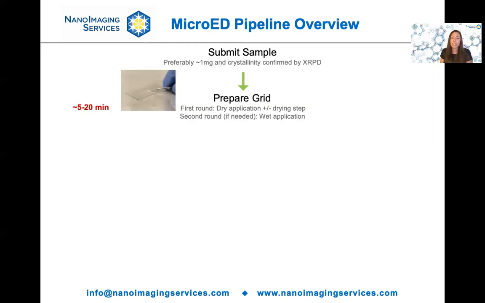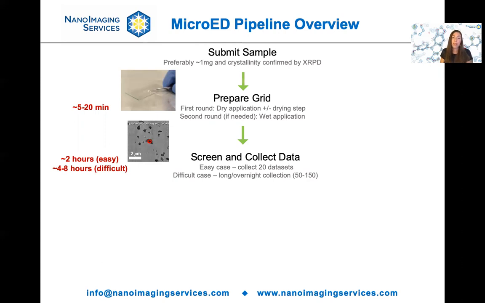So for grid preparation, it's pretty easy. We just take this little TEM grid, it's about 2 millimeters in size, and press that up against the powdered sample, and crystals will stick on there through static charges. We can cool that down to liquid nitrogen temperatures and then place that in the microscope. From there, we will use the microscope in imaging mode to find crystals, and then we will put the microscope in diffraction mode to collect data sets. For easy cases, we'll typically collect about 20 data sets, and between finding the crystals and collecting all of that data, that takes about 2 hours in the microscope. For more challenging cases, we might collect somewhere between 50 and 150 data sets and take 4 to 8 hours in the microscope to do that.